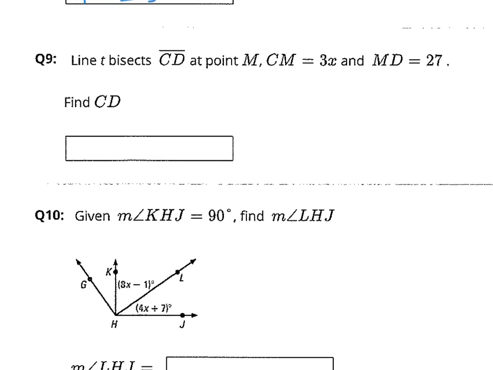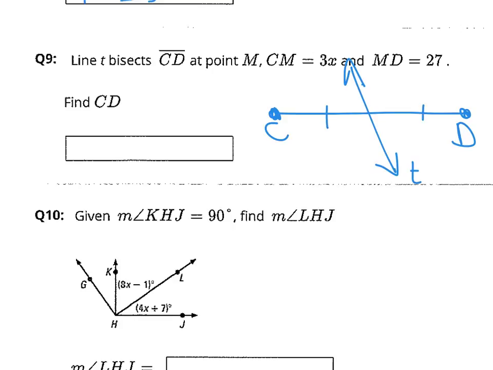Okay, number 9, it says line T bisects CD at point M. So draw a picture here. That's what I would do. So here's CD, and there's a line coming through. That is T, and he's bisecting it, which means he's making this into 2 equal parts.